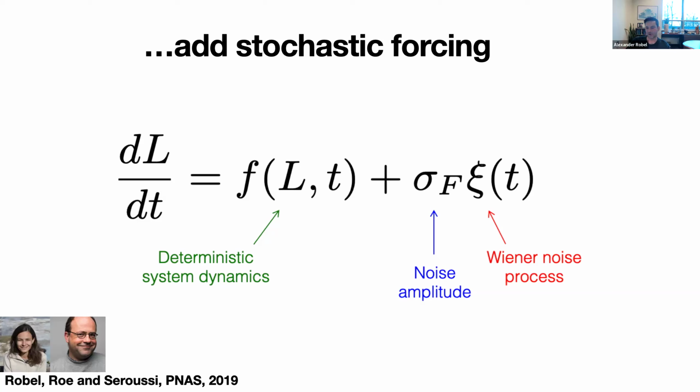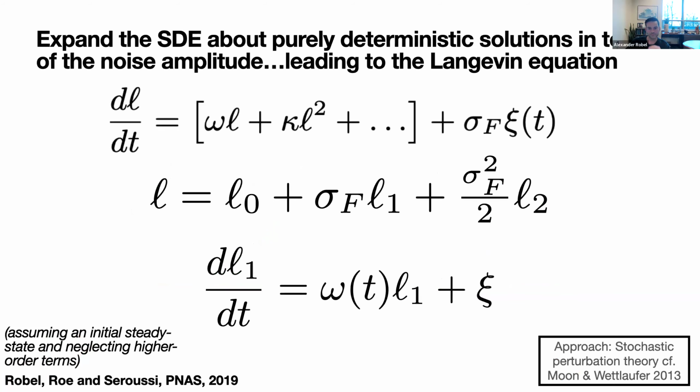And so everything going forward from this slide is based on a paper that I wrote with colleagues Helene Cerruti at Dartmouth and Gerard Roe at the University of Washington a few years ago. Okay. So this is going to be the most mathy, like two or three slides, but I'm just going to go quickly through this idea. Basically, we use this mathematical approach called stochastic perturbation theory that was pioneered by Woosok Moon and John Wettlaufer about a decade ago.